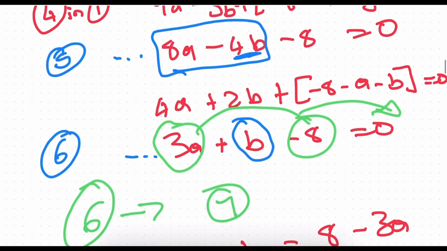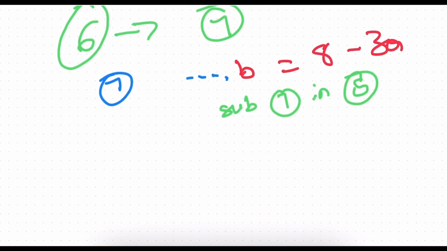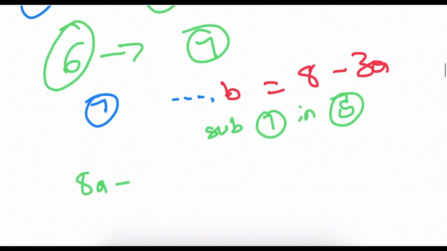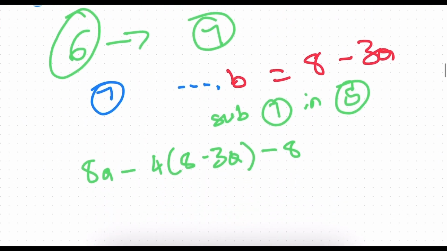8A minus 4B minus 8 equals 0. So it's 8A minus 4B. Let's confirm again: minus 4B, but your B is now 8 minus 3A. I think it was minus 8, but let's double check again. Minus 8 equals 0.